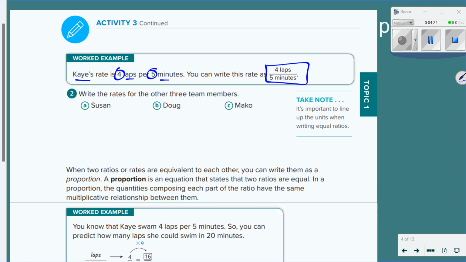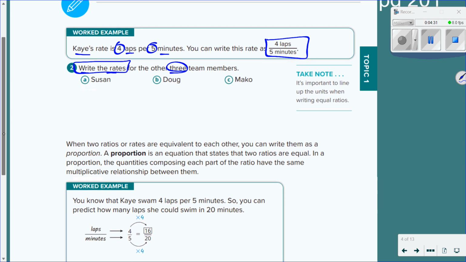So if I write the rates for the other 3 team members, what did it say Susan's rate was? Rashad? Thank you. So she did 7 laps in 10 minutes. Notice how we write both the number and the words. You must have both included for it to be a rate. If I just wrote 7 to 10, that's a ratio. When I put it together, now it's a rate.